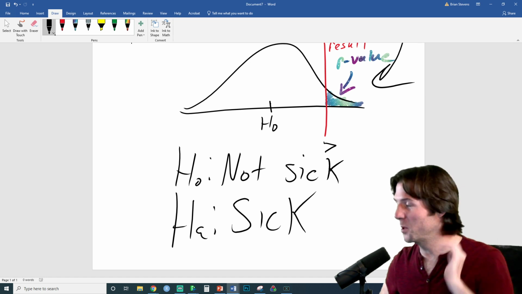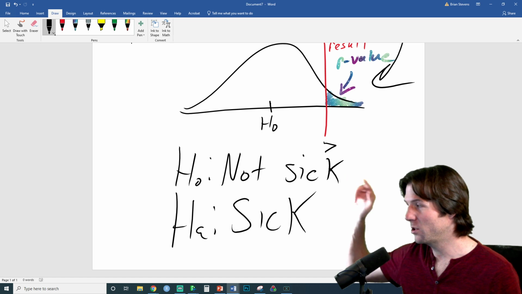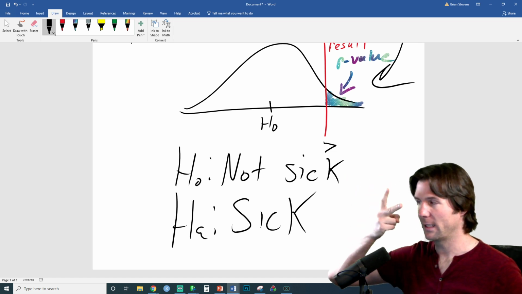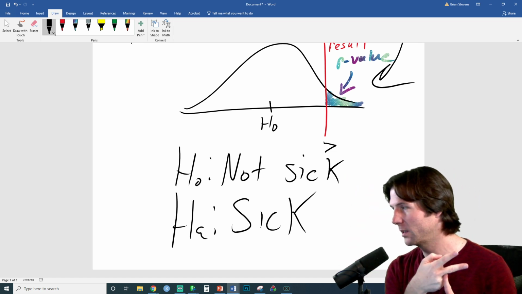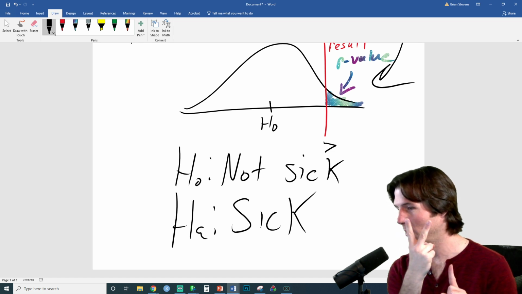Bingo. Julian said it really well, statistically. They would fail to reject that they are not sick. In a type 2, the null is what? In a type 2, the null is false.